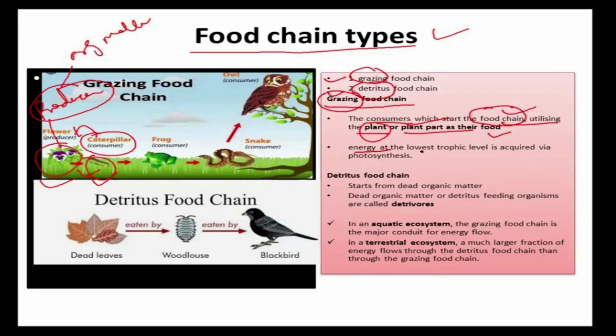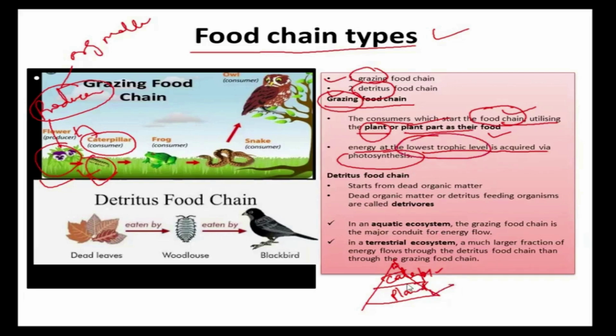Energy at the lowest trophic level is acquired via photosynthesis. If we make a trophic level, here will be the plant, above it the caterpillar, above it the frog and then the snake. At the lowest trophic level, the energy is acquired by photosynthesis, meaning the plants are doing photosynthesis. So this is the grazing food chain.